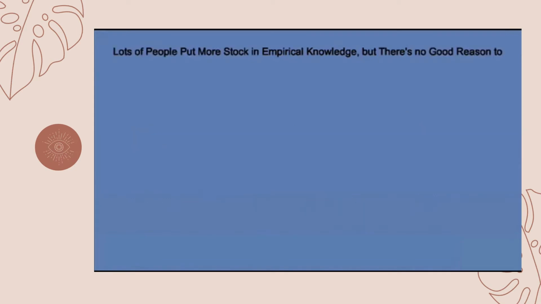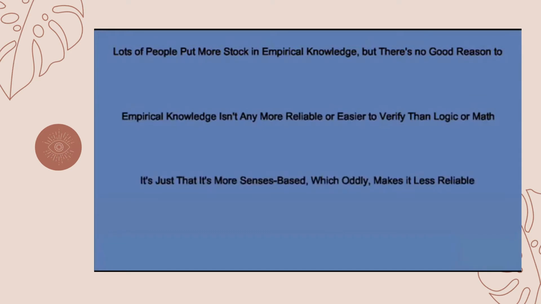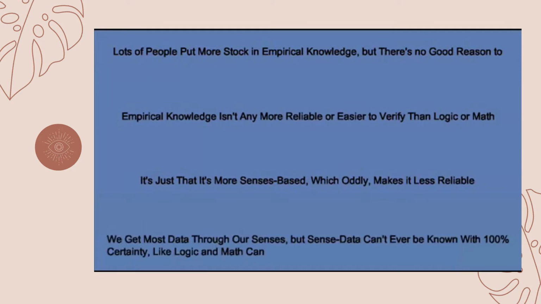Many people today put more stock in empirical knowledge for a variety of reasons, but there's no good reason to. It's not more reliable and no easier to verify than logical or mathematical knowledge. It just depends more on the senses, which in a way makes it less reliable. While we get most of our data through our senses, sense data can never be known with 100% certainty as logical and mathematical truths can be.